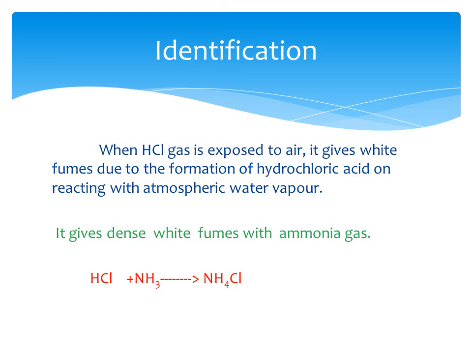HCl, hydrogen chloride, is an acidic gas. NH3, ammonia, is a basic gas. These are the identifications for HCl. Firstly, it gives white fumes when it is exposed to air because it forms hydrochloric acid on reacting with atmospheric water vapor. Secondly, when you bring a glass rod dipped in HCl to the mouth of ammonia gas, you will observe dense white fumes of ammonium chloride.